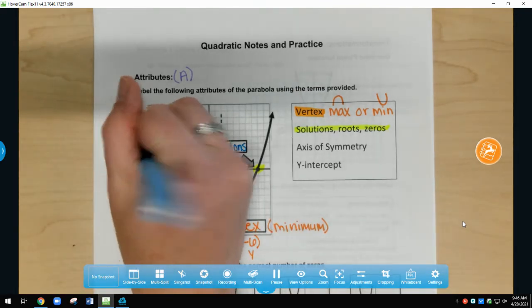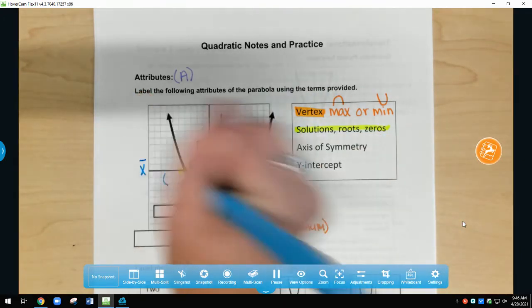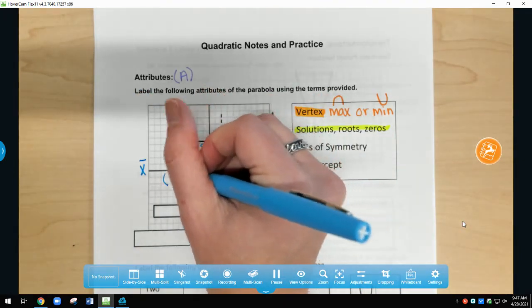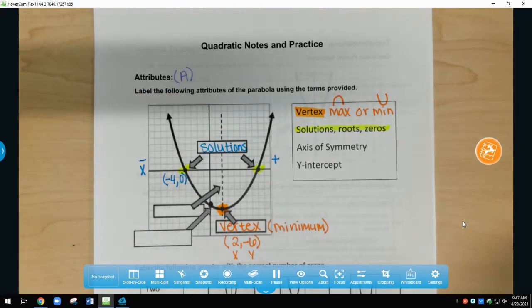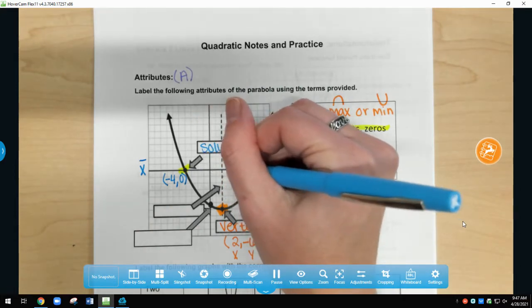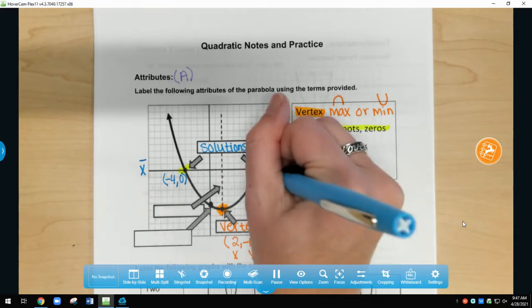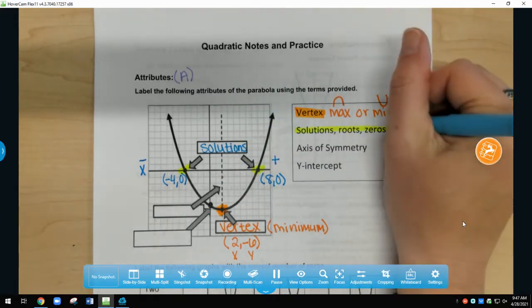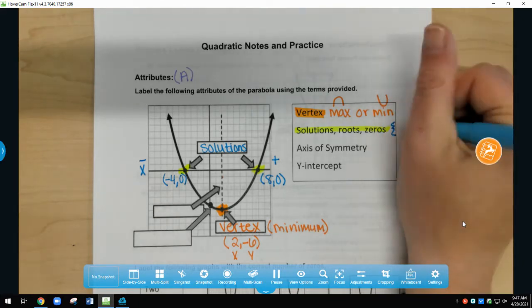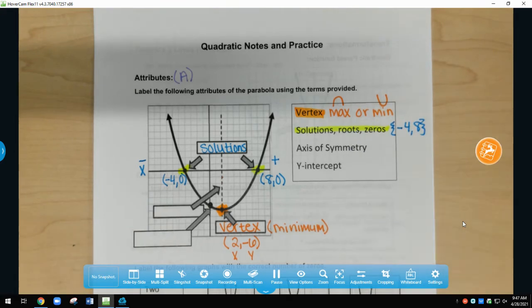Remember, this side's negative, this side of the axis is positive. So for this one, it's going to be 1, 2, 3, 4, so negative 4, 0, because we didn't go up or down. This one will be 1, 2, 3, 4, 5, 6, 7, 8, so 8, 0. Remember, normally you're going to see that written with your little squiggly bracket, and it'll say negative 4, 8, because it'll just focus on those x values.